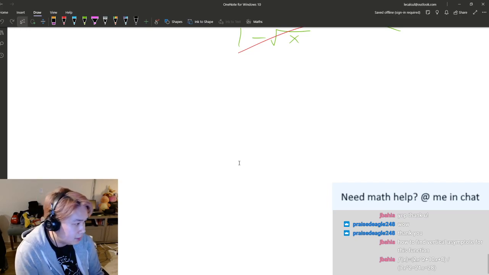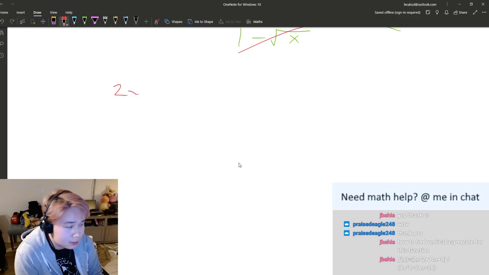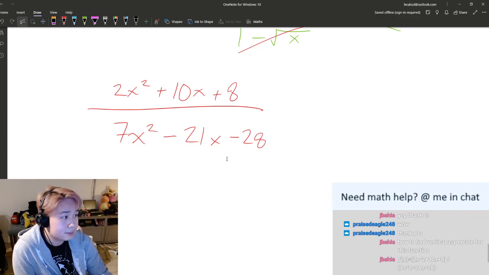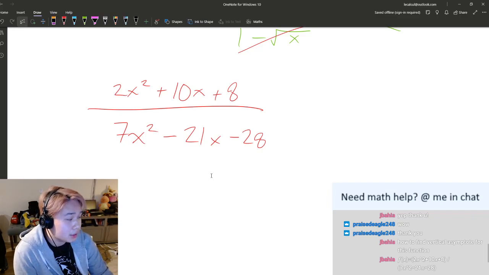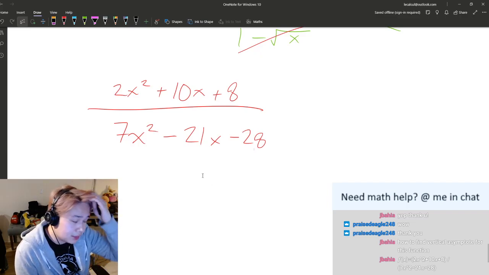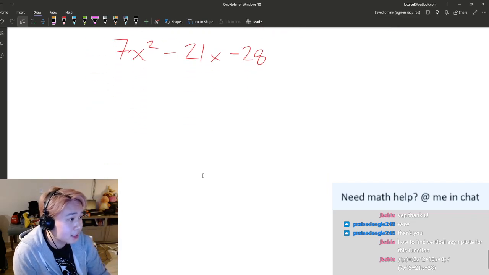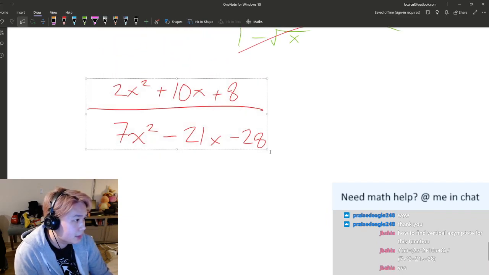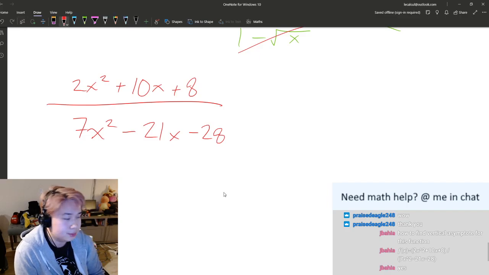Find the vertical asymptotes of this function. So what do we have? We have 2x squared plus 10x plus 8. And then we have 7x squared minus 21x minus 28. Man, these are some ugly quadratics. Okay, did your prof go over discontinuities with you? So there's 3 kinds of discontinuities. So you need to know some background knowledge. Okay, so we have 3.